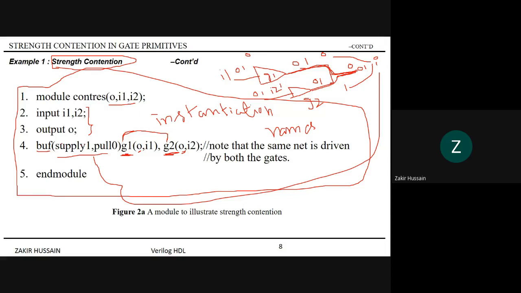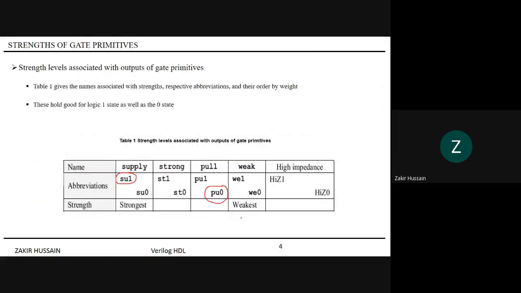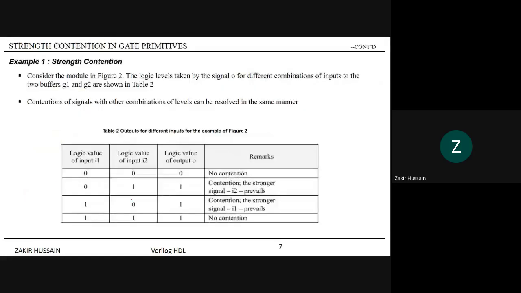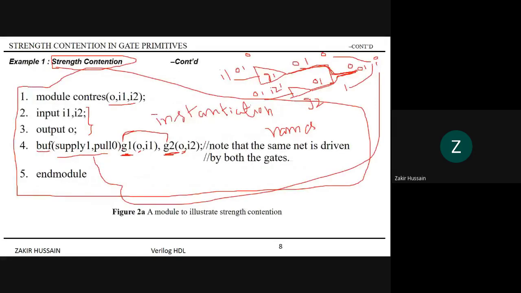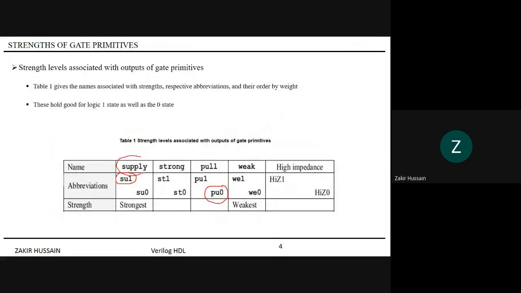If it is zero, you see the amount is two. Full zero is there, full one is there. Let us go to this table. In this table, let us remember supply one, pull zero. This is the supply and the pull. In the supply, we are using this one, and in the pull, we are using this one.